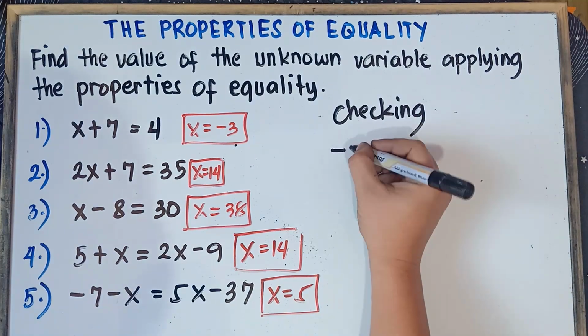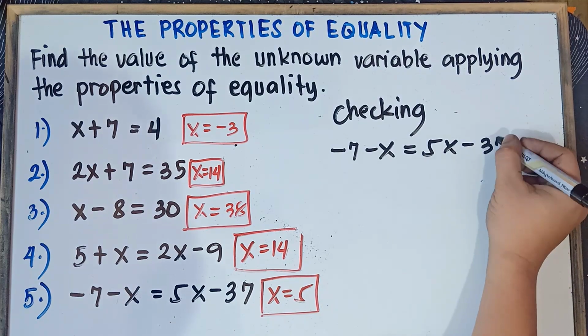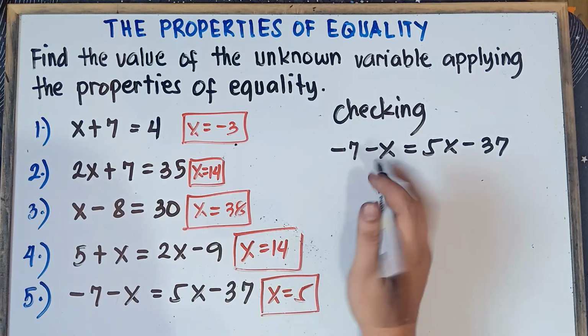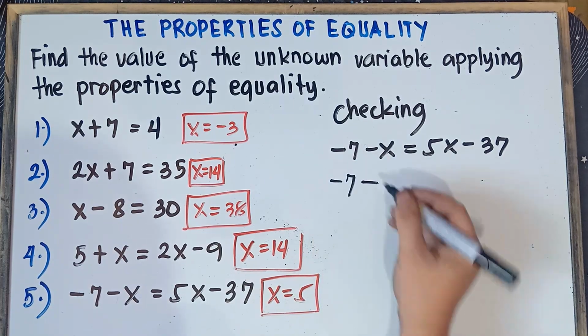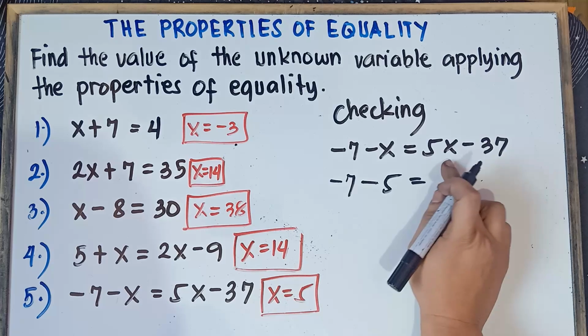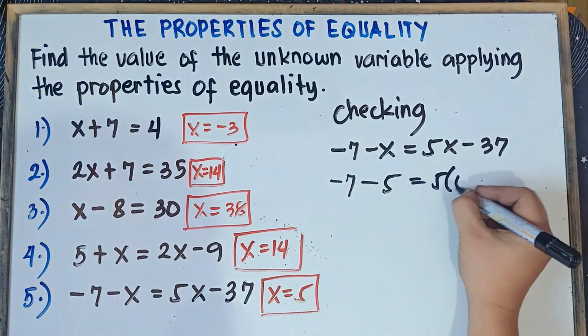So we have negative 7 minus x equals 5x minus 37. So our x value, that would be positive 5. So copy negative 7, copy minus sign. Our x is positive 5 equals 5 times x. It means 5 times this x value, that would be 5. So this will be 5 times 5.